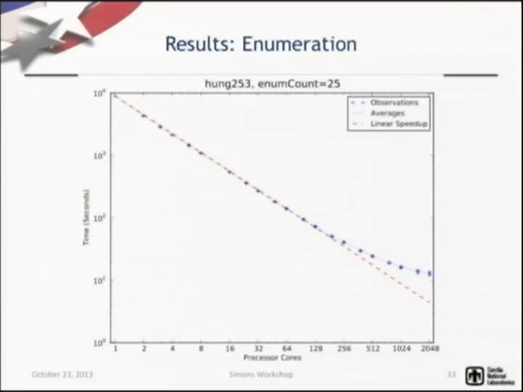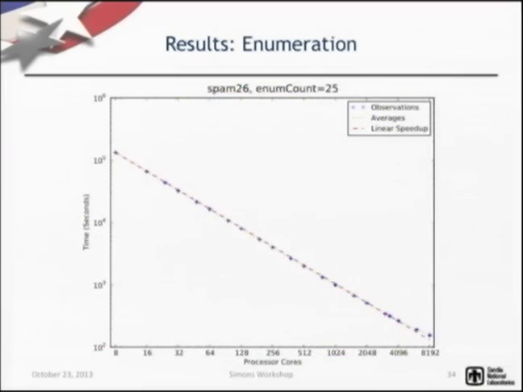So here are the results when you enumerate on the Hungarian heart problem. This comes off of linear speed up a little bit earlier than it did before. That's because the problem didn't get an awful lot more parallelism. There wasn't a significantly bigger tree, and the extra communication for enumeration caused some trouble. But here in the SPAM 26, because the problems were significantly harder, the communication wasn't a big problem, and we scaled almost all the way down to 8,000 processors nearly perfectly.